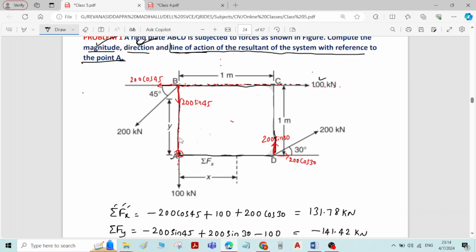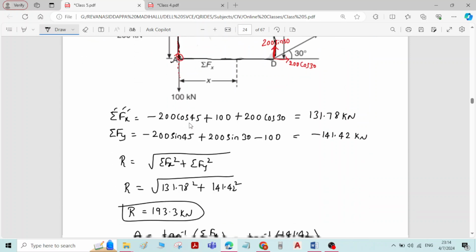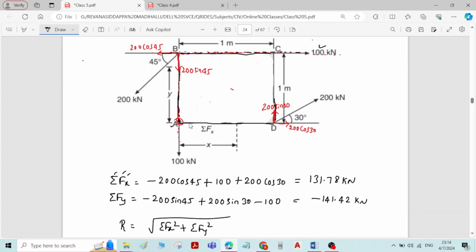This is the second case. The third case is if the point lies in the line of action of the force, like for the 200 sin 45 force, this is the line of action. Point A comes in the line of action of the force, so distance will be 0. This is how you need to remember. Still, if you have any doubts regarding finding the moment, you can comment in the comment section, so I can clarify your doubts.